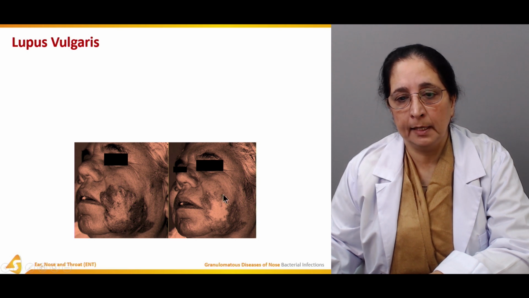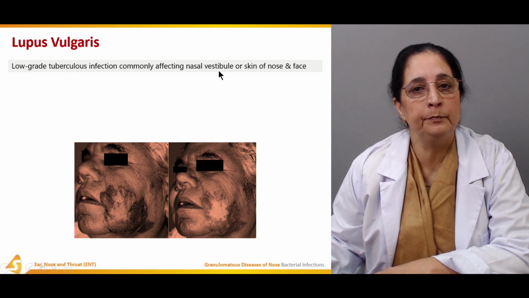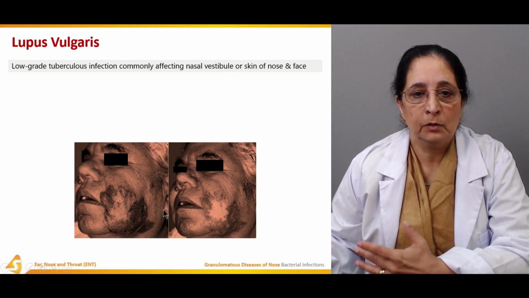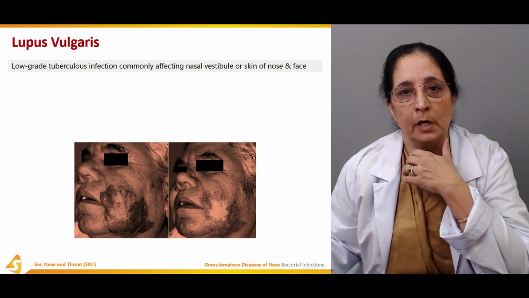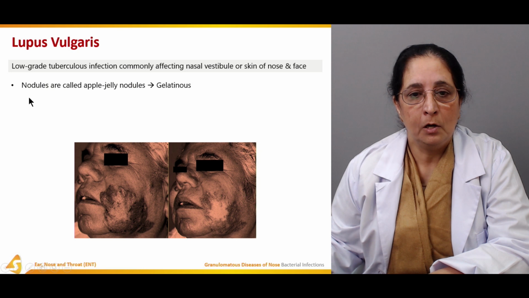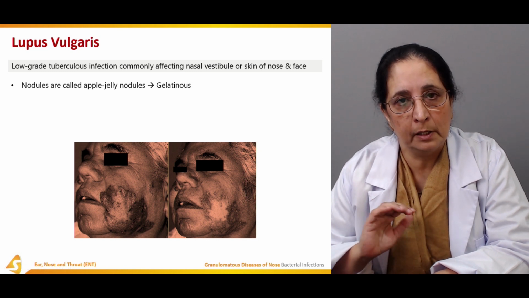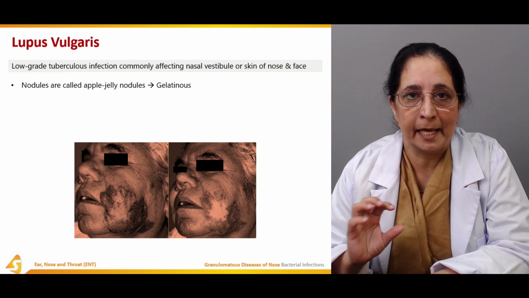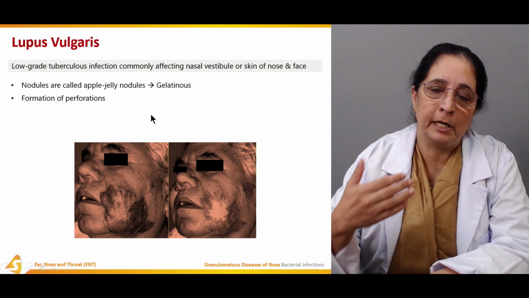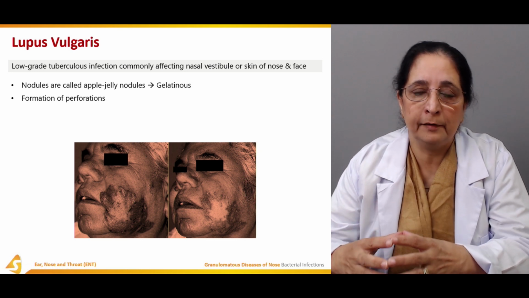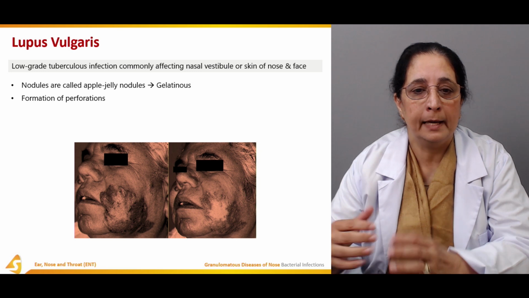Next is lupus vulgaris. This is the picture of lupus vulgaris, a low-grade tuberculous infection commonly affecting the nasal vestibule or skin of the nose and face. The nodules are called apple jelly nodules. They are gelatinous, and if you ever saw apple jelly, it's a gelatinous, thick material, and the nodules are like that. Formation of perforations occurs, as I mentioned in the previous slide also. There is nodular infiltration leading to ulceration and then perforation. In this case also there is a gelatinous nodule and then there is perforation.